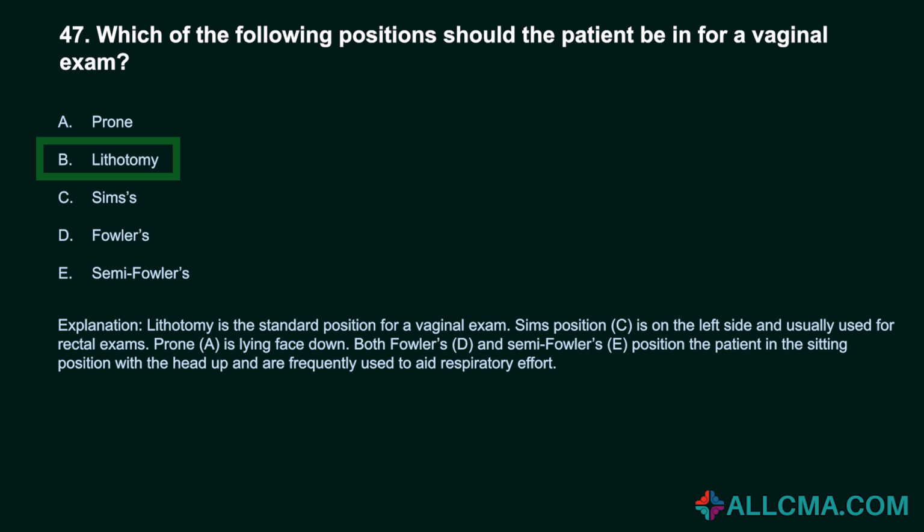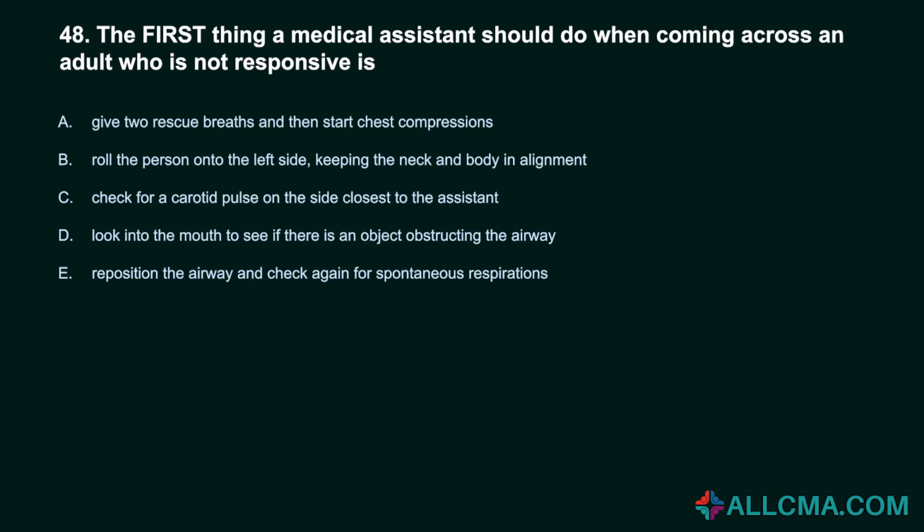Sims position, C, is on the left side and usually used for rectal exams. Prone, A, is lying face down. Both Fowler's, D, and semi-Fowler's, E, position the patient in the sitting position with the head up and are frequently used to aid respiratory effort.